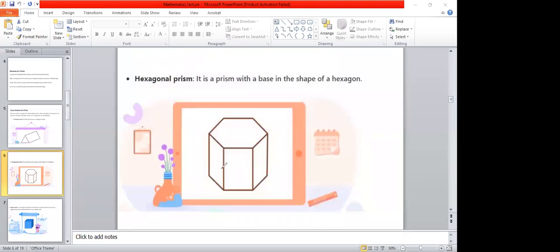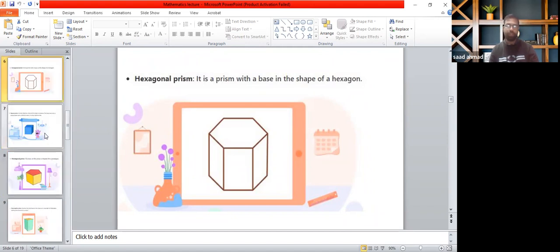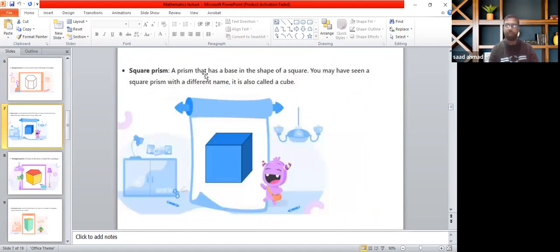So this one is a hexagonal prism. Okay, and then the next one, this one is a square prism because the tops are the squares. So it's a square prism, and we also call it a cube, right? This one is also called a cube.